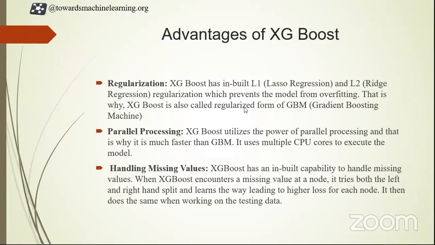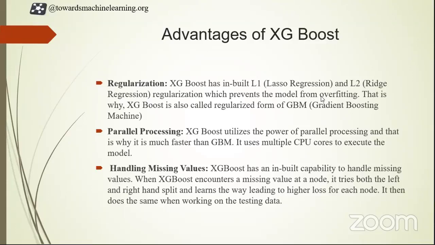Okay, Sunil. So in XGBoost, you have built-in L1, that is lasso regression, and L2, ridge regression. If you have learned about linear regression, you have seen what regularization is, what lasso regression is, what ridge regression is, which prevents the model from overfitting. That is why XGBoost is called the regularized form of GBM.